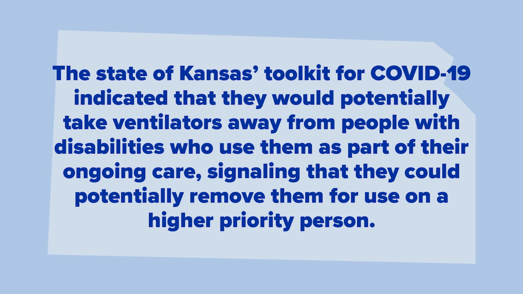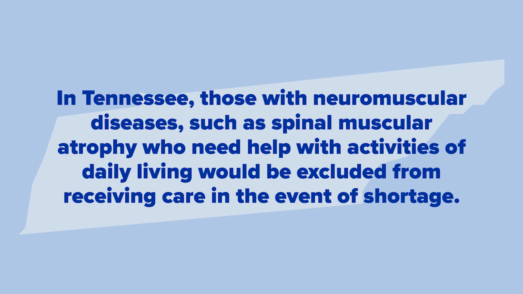What was being said in Kansas was that, well, no, actually, we might come and take your ventilator away to give it to someone else. In Tennessee, those with neuromuscular diseases, including spinal muscular atrophy, who need help with activities of daily living, would be excluded from receiving care in the event of shortage as well. So there's a lot of different examples here, but I think this just really emphasizes the importance of the OCR guidance in reminding everyone that the laws still apply both in times of peace and in times of crisis.